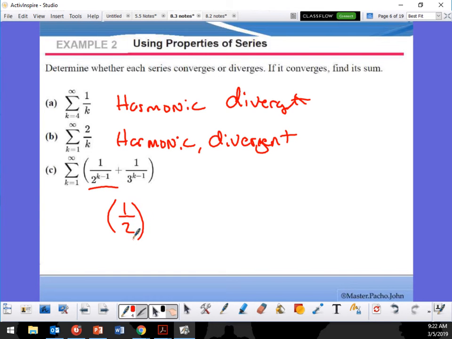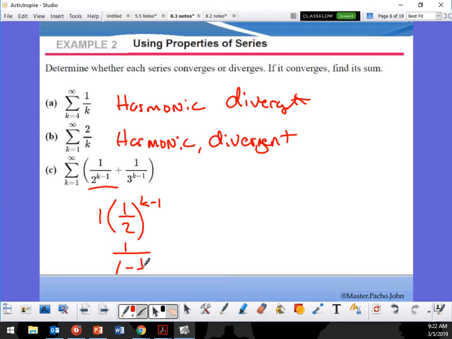1 over 2 to the k minus 1, right? What is my a value here? It's going to be 1. So I'm going to have 1 there. So what is this one going to do? Converge. Okay, so this is going to converge to what? So it's 1 over 1 minus 1/2.